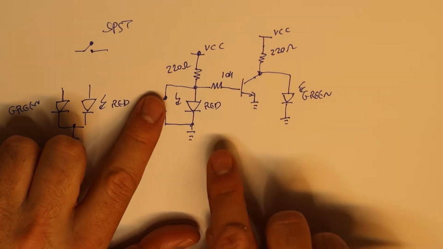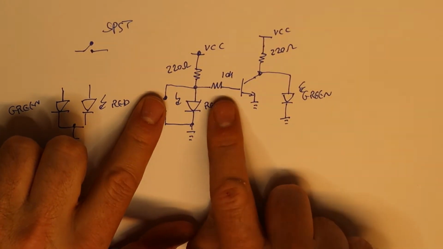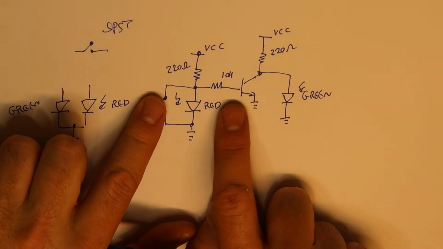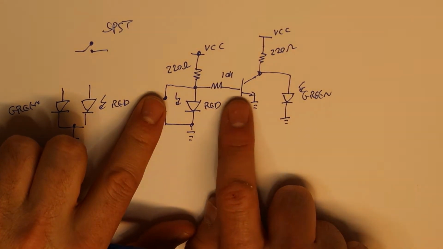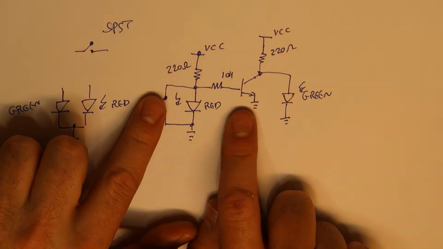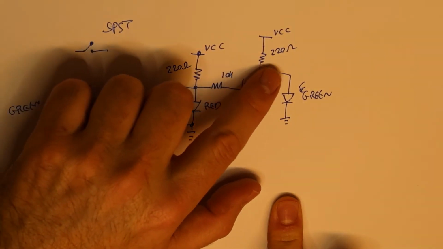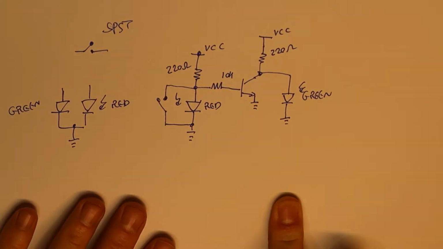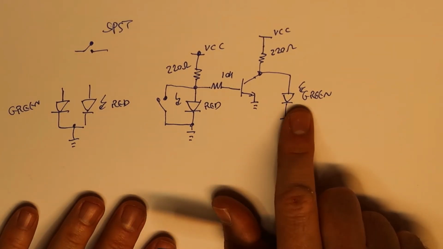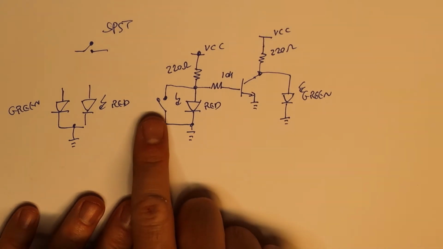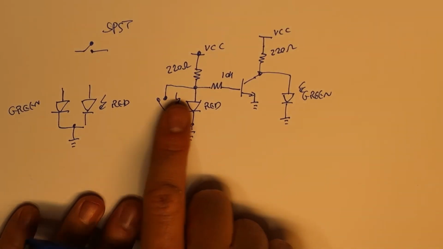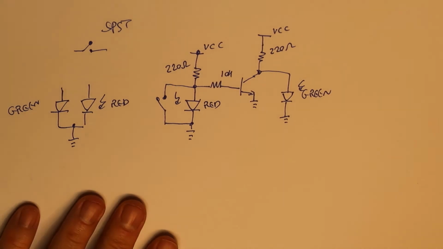Because the ground is stronger than the resistor here, I have 0 volts at the transistor, so it is off. But when this transistor is off, this resistor gives the LED the current it needs to turn on. So this is lighting. When I'm not pressing, we have the red, and when I'm pressing, we have the green.